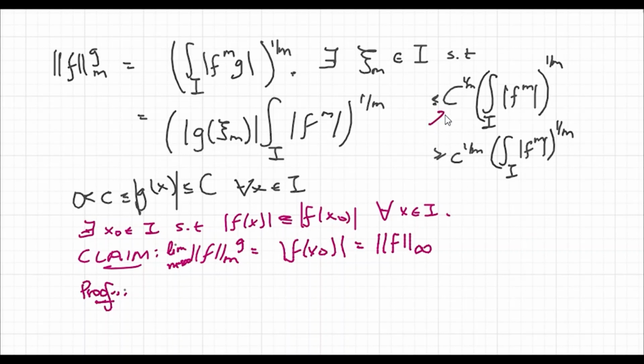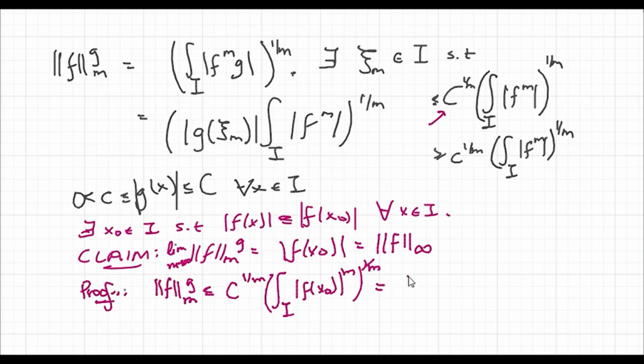If we look at this inequality we have up here, the norm of f_m is less than or equal to C to the 1 over m times this integral here. But this integral we can also bound, because we know that |f| is less than or equal to |f(x0)| on its interval. So this is going to be less than or equal to the integral on I of just the constant |f(x0)| raised to the power of m, then that to the power of 1 over m. But of course we're integrating a constant, so that's just going to factor out, and this is equal to C to the 1 over m times the length of I, which I'm going to denote with this, to the power of 1 over m, times |f(x0)|, like so.